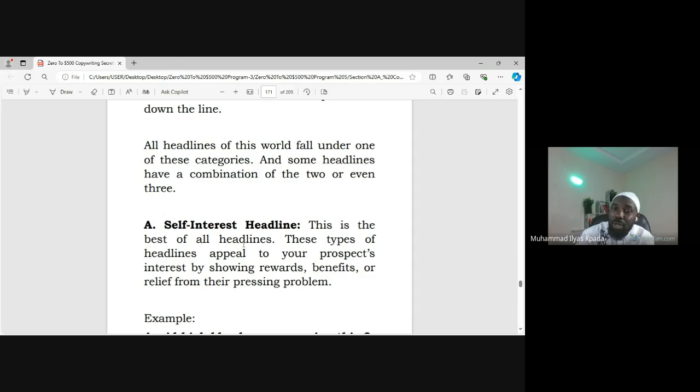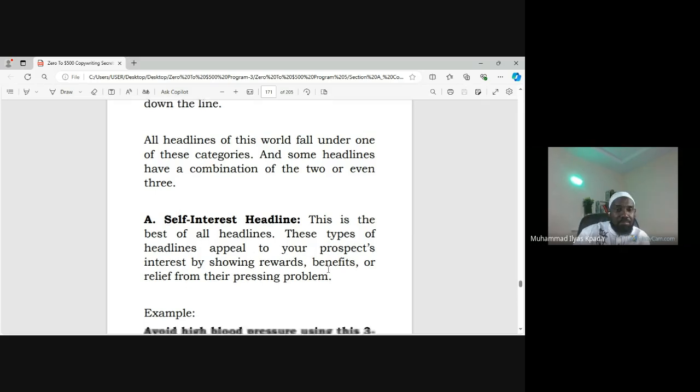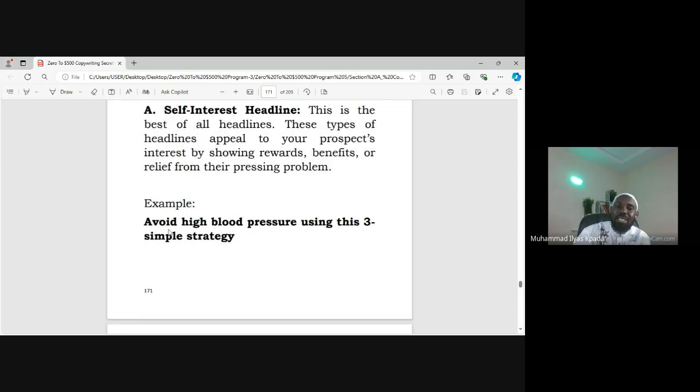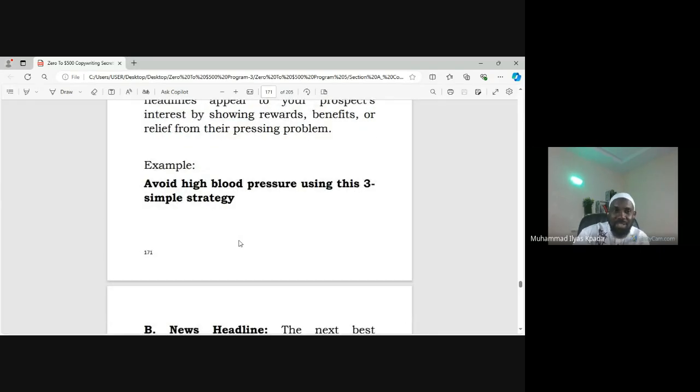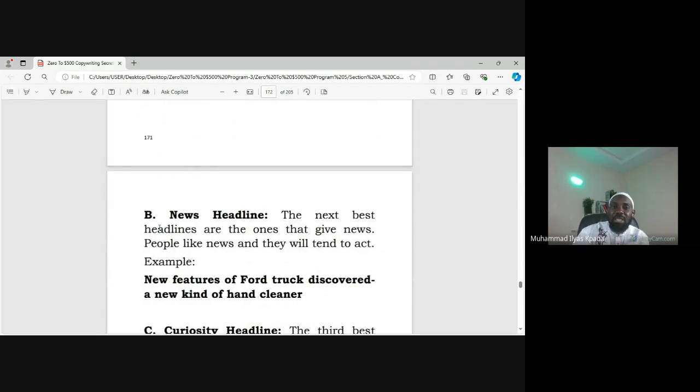This is the best of all headlines. This type of headline appeals to your prospect's interest by showing rewards, benefit, or relief from their pressing problem. Example: avoid high blood pressure using these three simple strategies. Benefit, interest, self-interest.